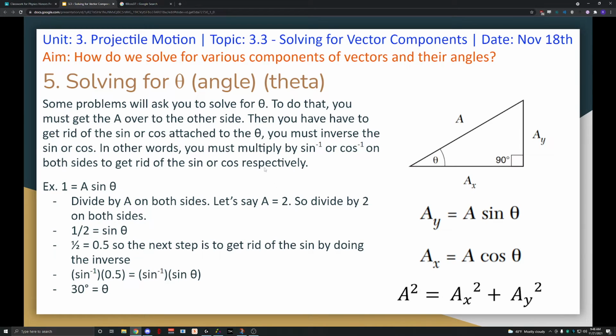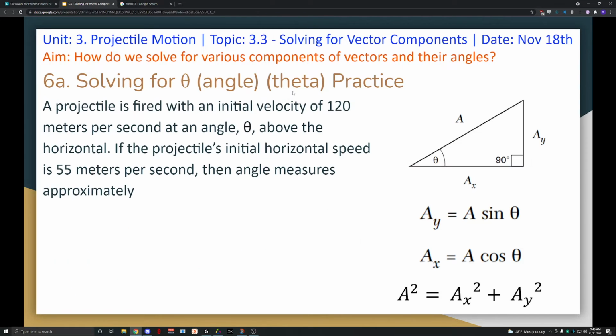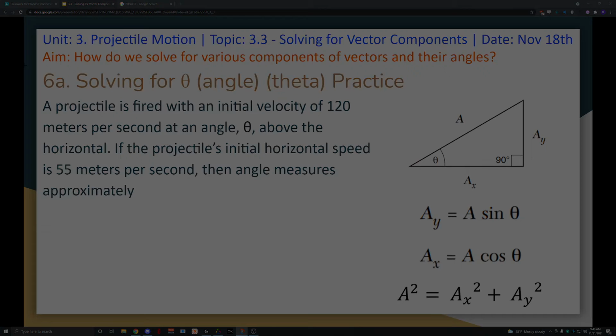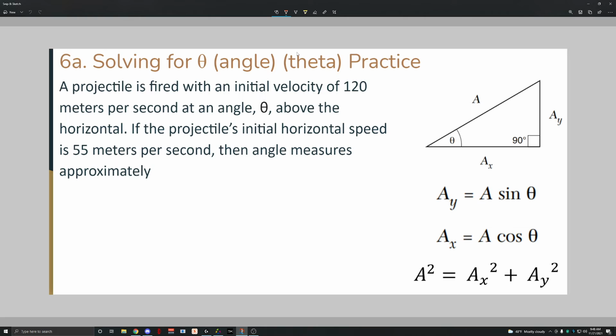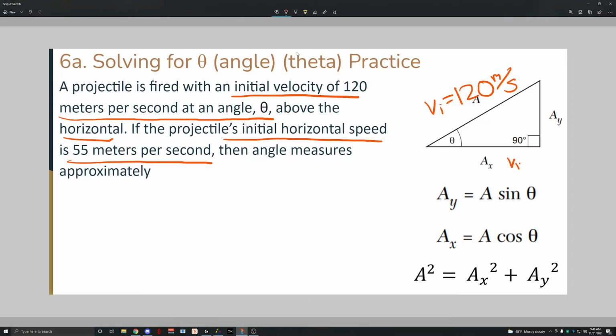So let's now actually try and solve for our angle. Let's say a question wants you to solve for your angle. They give you everything else. What do you need to do? So let's do this practice problem first. A projectile is fired with an initial velocity of 120 meters per second and an angle theta above horizontal. So Vi is 120. If the projectile's initial horizontal speed is 55 meters per second, then your angle measures what?